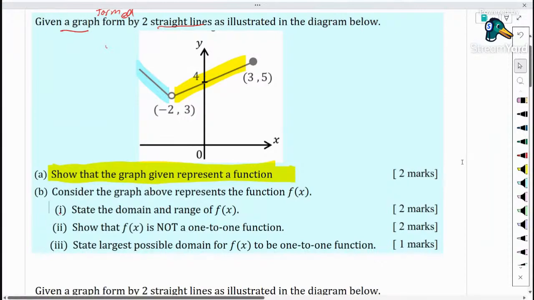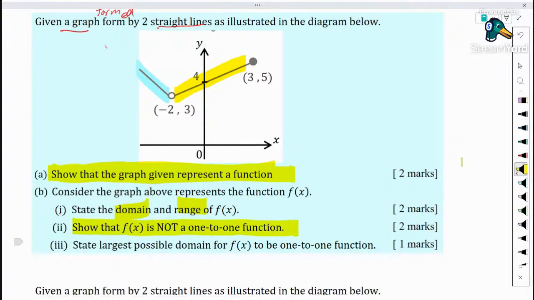Then part B, consider the graph above represents the function f(x). So now the graph has a name, which is also the function name f(x). They ask us to do the following. State the domain and range of the function f(x). Show that it is not one-to-one. State the largest possible domain for f(x) to be one-to-one.